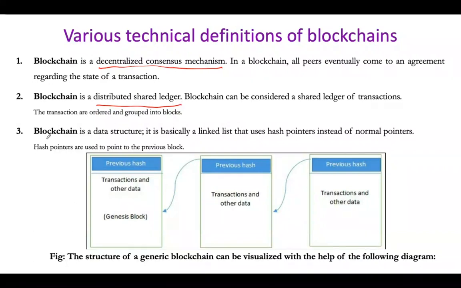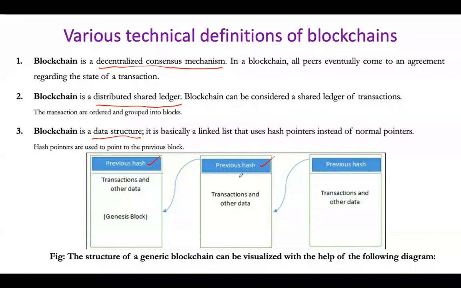A third way of defining blockchain is as a data structure. It is basically a linked list that uses hash pointers of blocks instead of normal pointers. So hash pointers are used to point to the previous block.